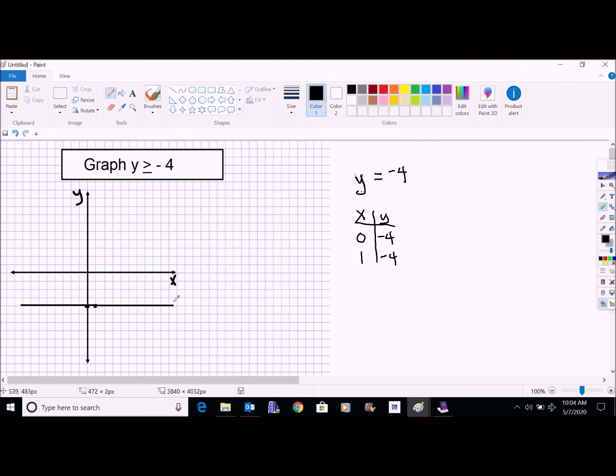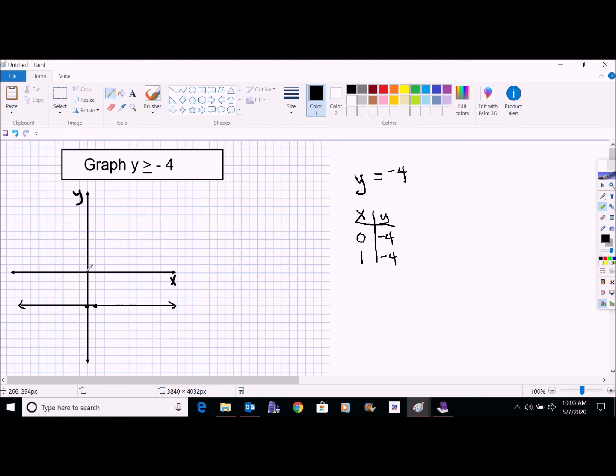Okay, now here's something. I can pick a test point, but please don't lose your good sense. What I mean by don't lose your good sense, we're looking for where all the y values are bigger than -4. Well, the ones where the y's are bigger than -4 are up here. Okay, because that's what greater than means.